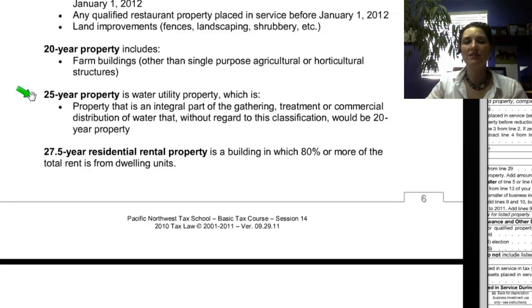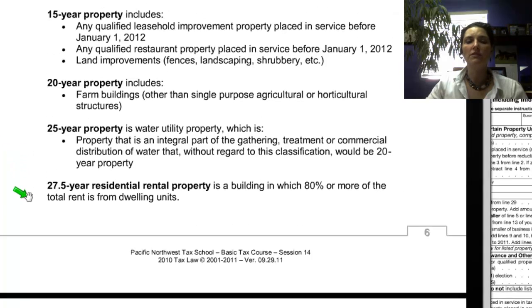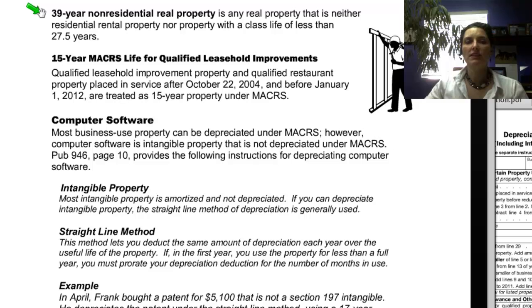25-year property is water utility property, which is property that is an integral part of the gathering, treatment, or commercial distribution of water that, without regard to its classification, would be 20-year property. And 27.5-year residential rental property is a building in which 80% or more of the total rent is from dwelling units. 39-year non-residential real property is any real property that is neither residential rental property nor property with a class life of less than 27.5 years. And essentially we're left with commercial buildings.